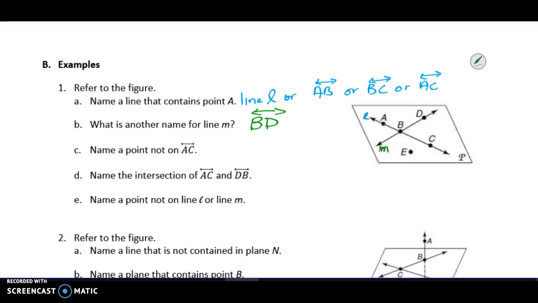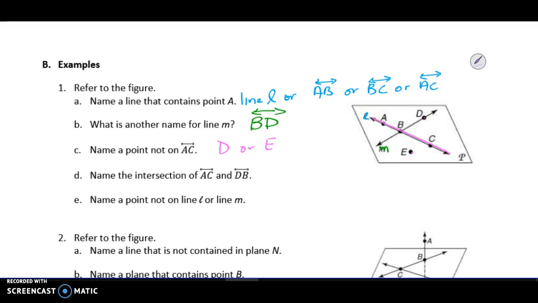C. Name a point not on line AC. So here is my line AC. I need a point that is not on it. So I have 2 options. D or E.